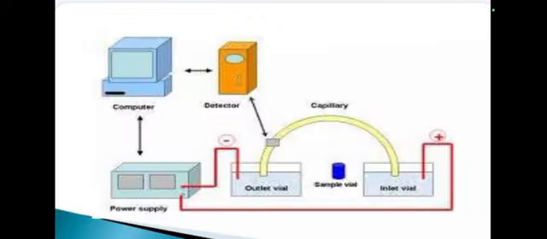This is the structure of capillary electrophoresis. In capillary electrophoresis, many components are used. First one, buffer, sample, capillary, detector, computer, power supply, anode, cathode. These are the parts we use in capillary electrophoresis.